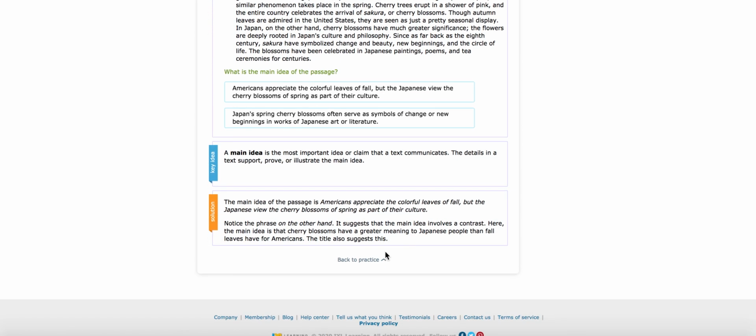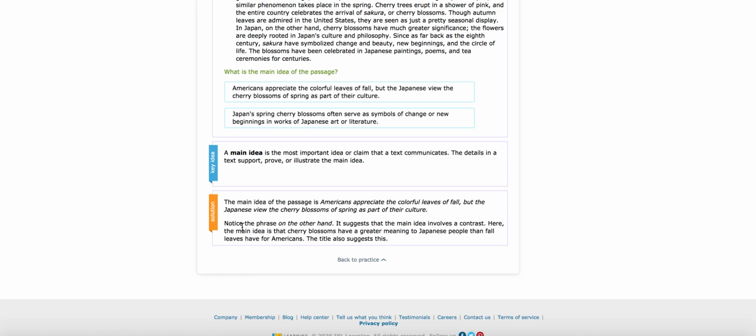Now I'm going to look at the solution. The main idea of the passage is Americans appreciate the colorful leaves of fall, but Japanese view the cherry blossoms of spring as part of their culture. Notice the phrase, on the other hand. It suggests the main idea involves a contrast.